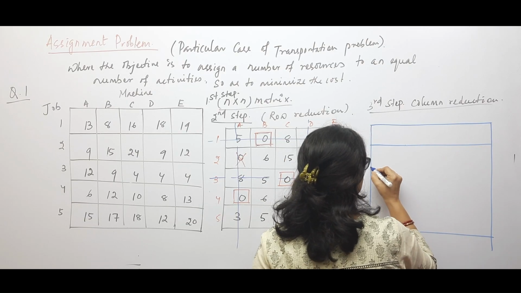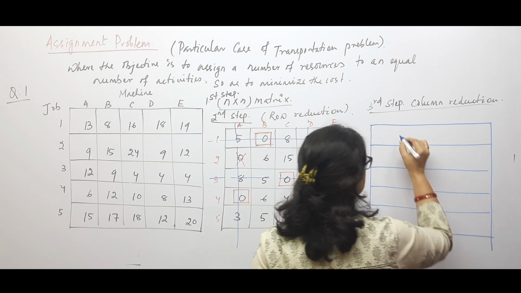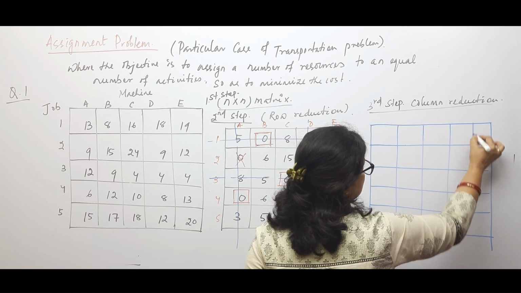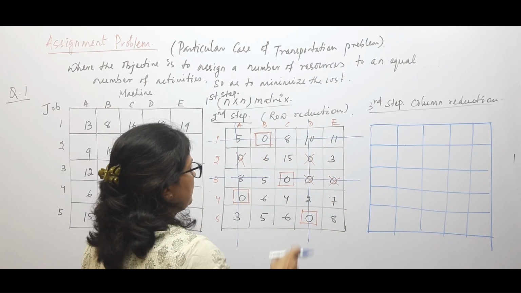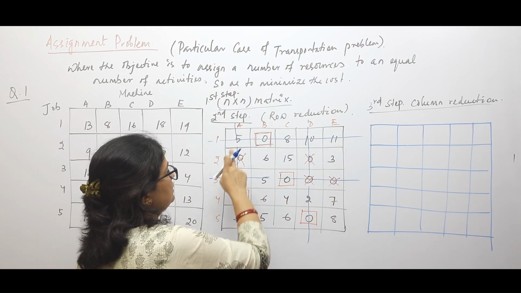1, 2, 3, 4, 5. 1, 2, 3, 4 and 5. So the least cost is 3. So what I need to do?